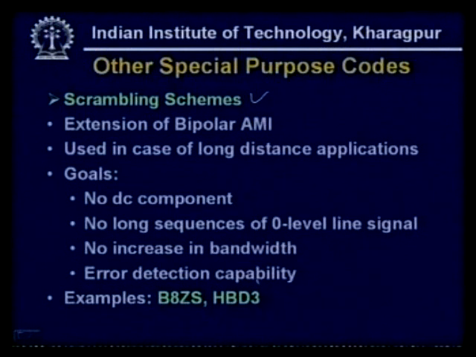bandwidth. Some of the characteristics of these special encoding codes are no DC component and no long sequence of 0 level line signal. That means, whenever there are long sequences of 0 level, we shall try to forcibly introduce some transition, however, with minimum increase in bandwidth, as we shall see in the next lecture. Then it should have some error detection capability. Examples of such scrambling schemes are B8ZS and HDB3, which we shall discuss in the next lecture.